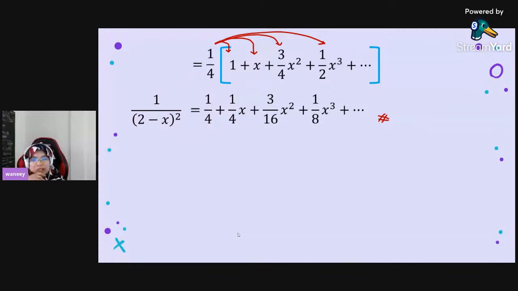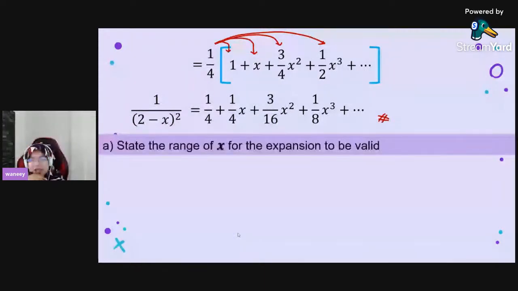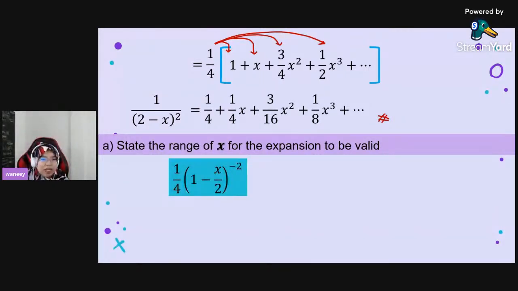Okay, so now I think we're looking for D now. So A, state the range of x for the expansion to be valid. Okay, so in order to state the range of x for the expansion to be valid, we have to refer to our binomial expansion. What is the thing that we expand? So we expand 1 minus x over 2 to the power of negative 2, right?